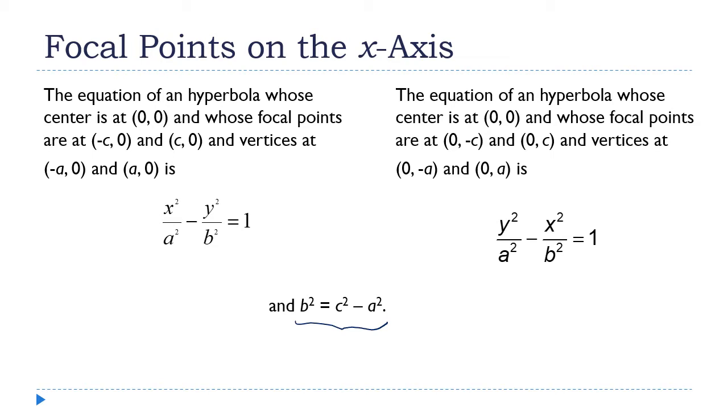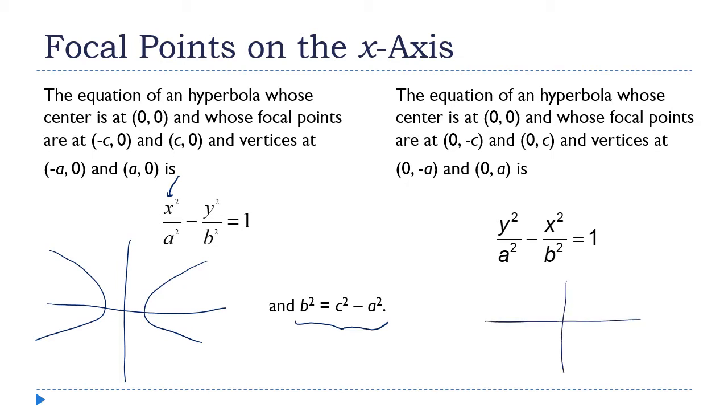Now, you notice these are different, right? The X and Y positions changed. And that's how, with a hyperbola, we determine left-right versus up-down. Here, the X is first, which means the transverse axis is in the X direction, if you will. So this is going to be a side-to-side hyperbola. And when the Y squared is first, that gives us an up-down hyperbola.